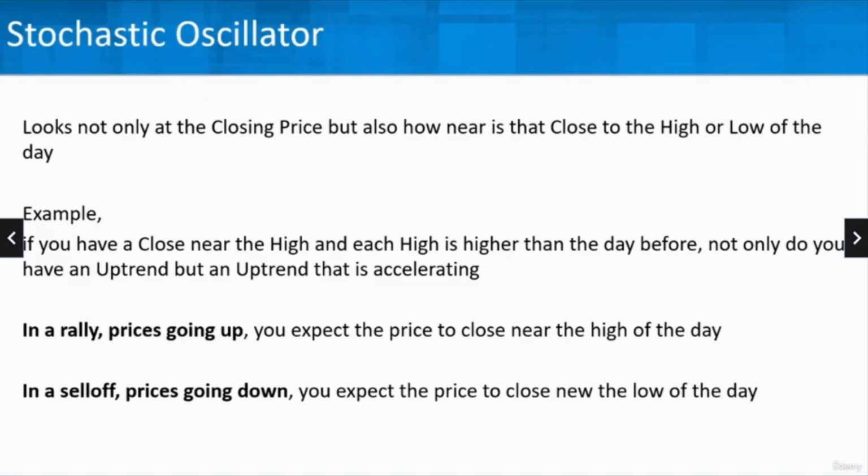In a sell-off, the opposite, prices are going down. You expect the price to close near the new low of the day. So in the example and in this little description, you can kind of see we're trying to measure how strong are these trends? Are they accelerating? And the stochastic oscillator, using the mathematical equations behind it, does that for us.